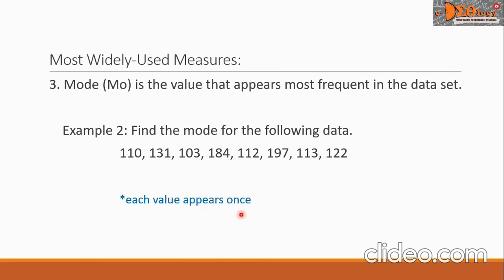In this case, we will write there is no mode. Take note, do not write mode equals 0, because this 0 is a value that may be part of any data. So this no mode is our final answer.